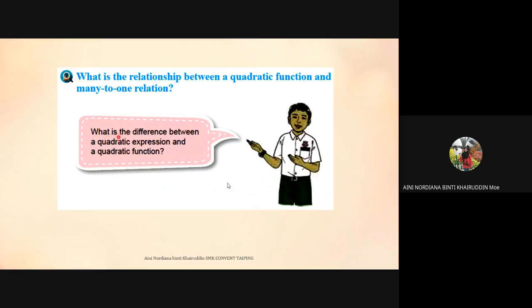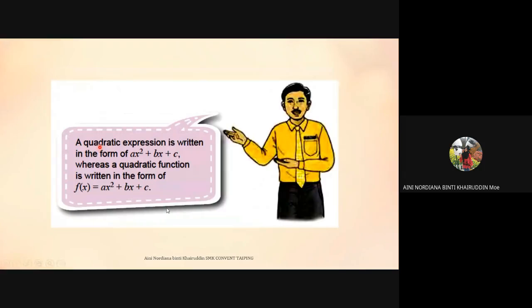Before that, what is the difference between quadratic expression and a quadratic function? Who can answer? What is the difference? Here is the given quadratic expression ax square plus bx plus c. Quadratic function f(x) equals ax square plus bx plus c. Can you spot the difference? Anyone?